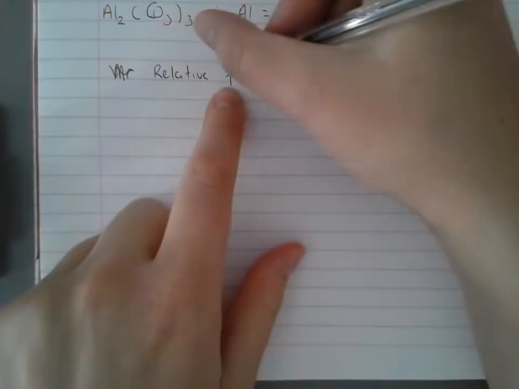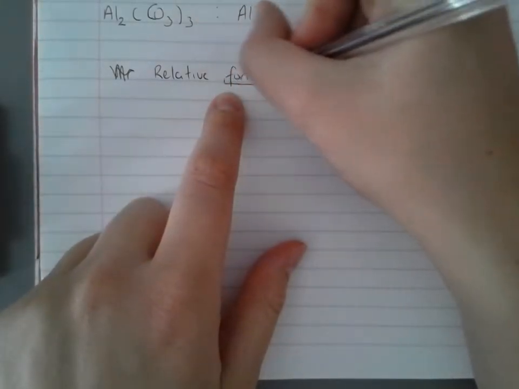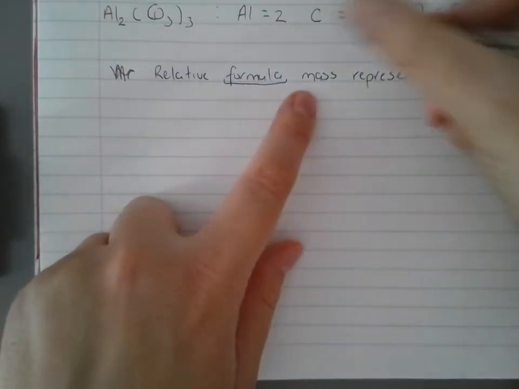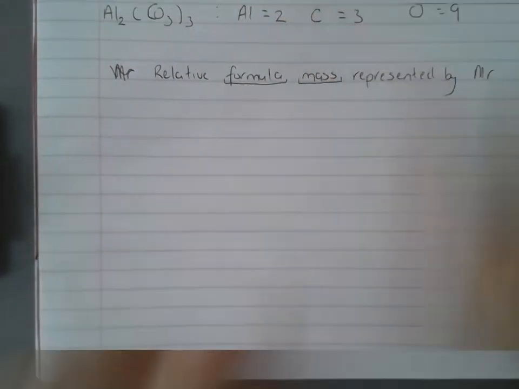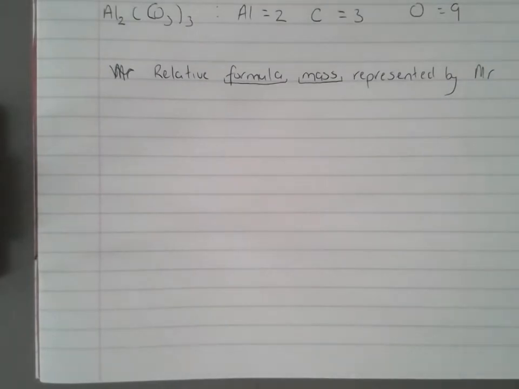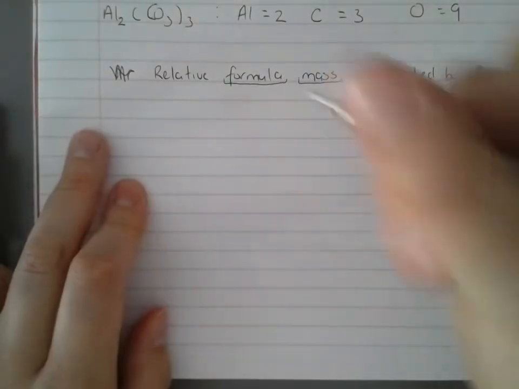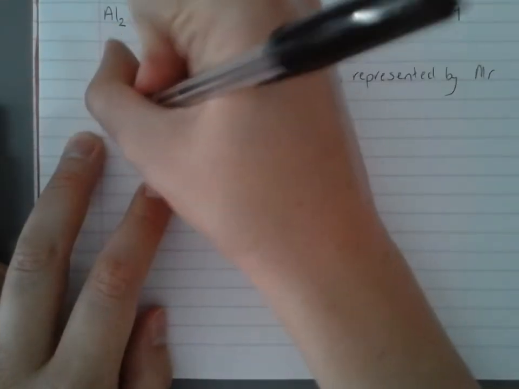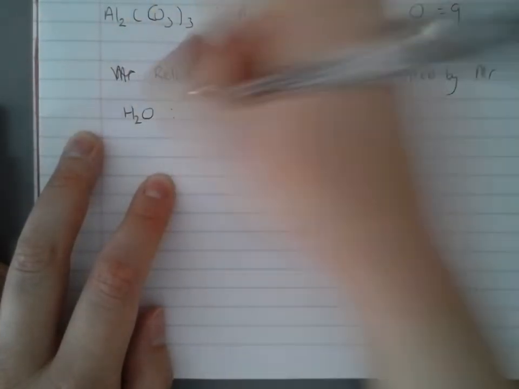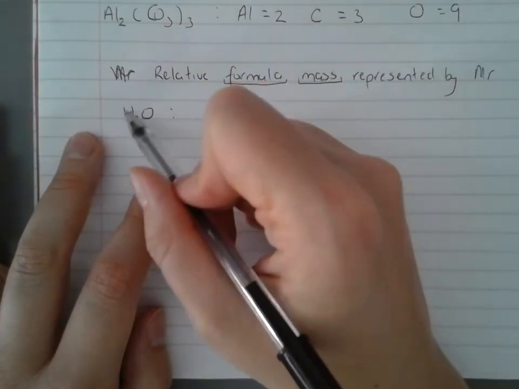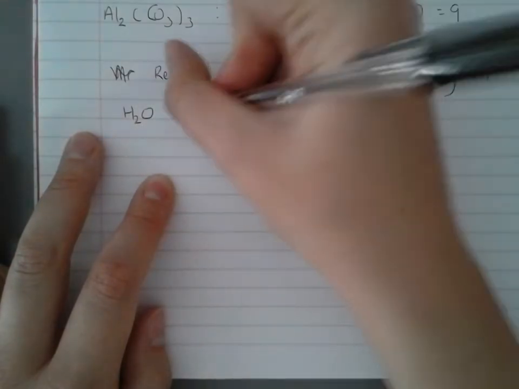You are going to be looking at a chemical formula like we've just been looking at, and you are going to look at the mass of that chemical formula. So the mass of the elements in the chemical formula. So for example, if I were to look at H2O, okay, we know that we have got 2 hydrogens and 1 oxygen.